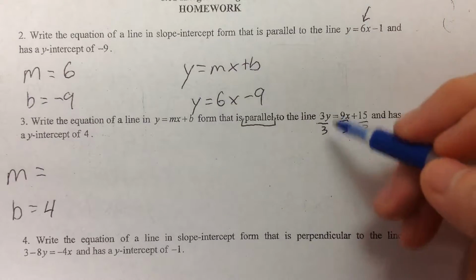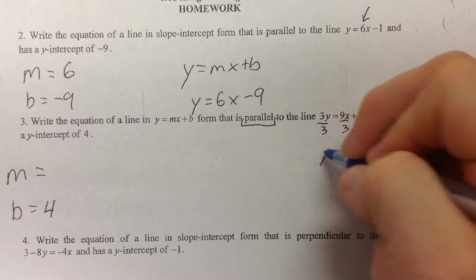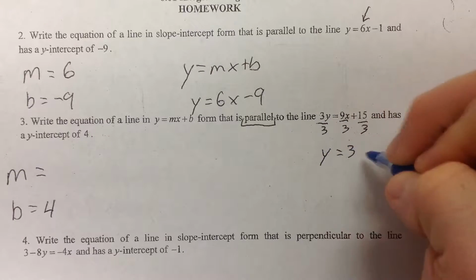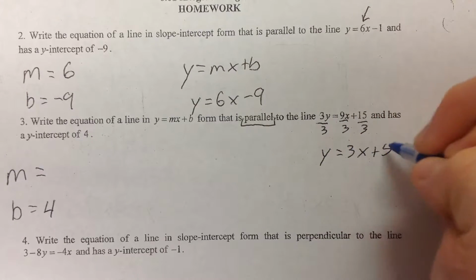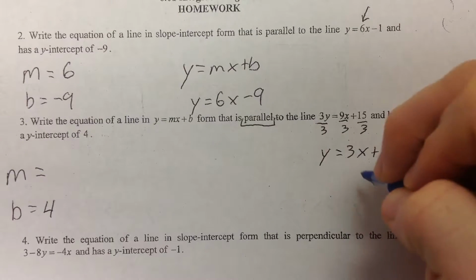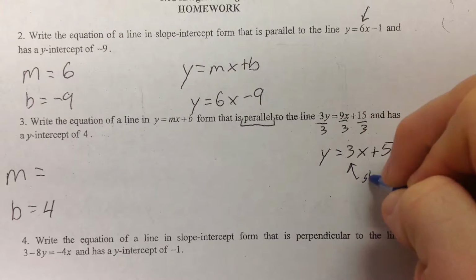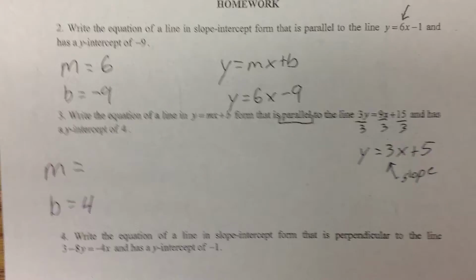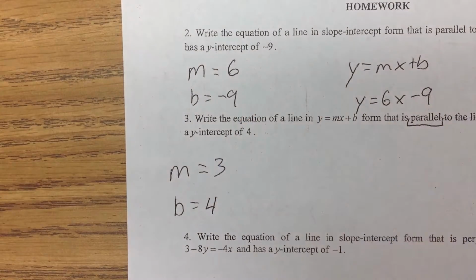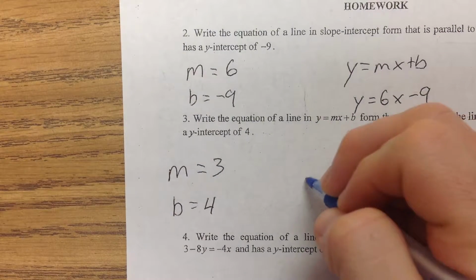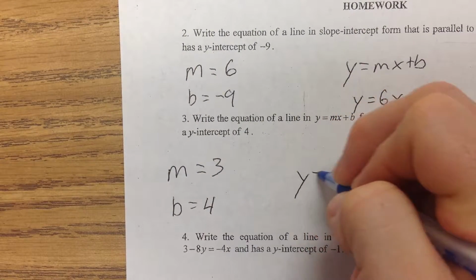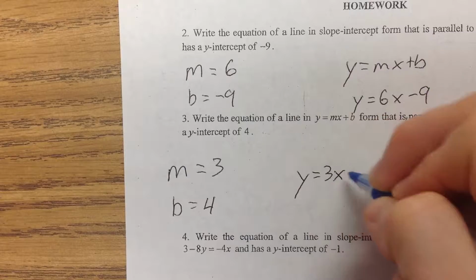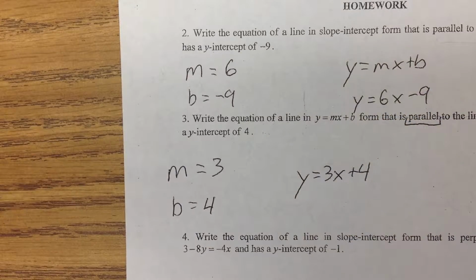So I'm going to divide by 3 so that these cancel out. And then I'm left with y equals 3x plus 5. And now I know the slope of this line. It's this 3 right here because it's next to the x. So since this line has a slope of 3, my new line over here is also going to have a slope of 3. And then I just plug them in. So it's going to be y equals 3x plus 4.